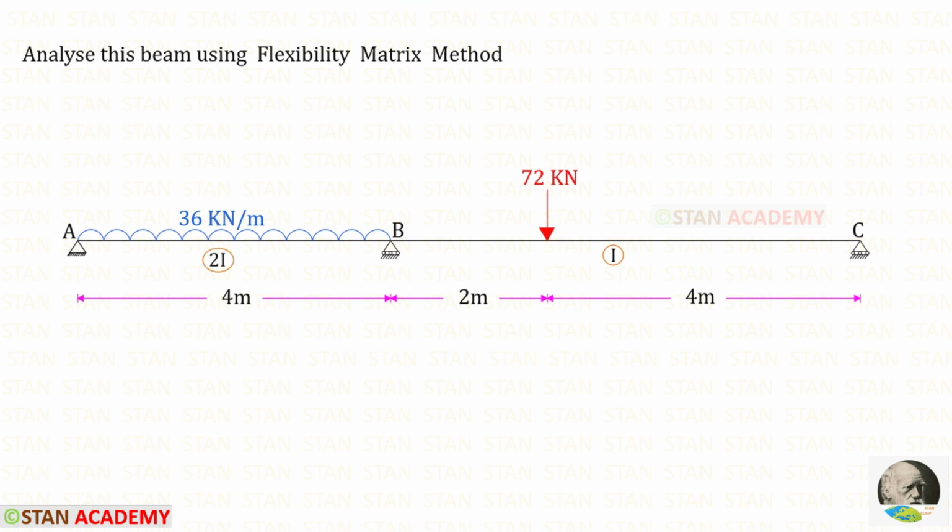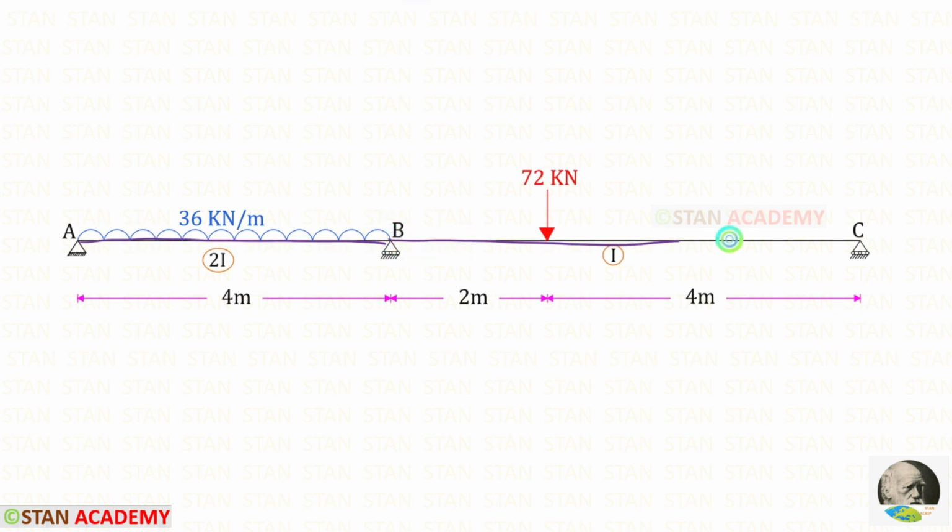Hello everyone. Today we are going to analyze this beam using the flexibility matrix method. In this beam there are two spans, span AB and span BC. In the span AB there is a uniformly distributed load of 36 kN per meter. It is acting for the whole span. In the span BC, there is a concentrated load of 72 kN. It acts at a distance of 2 meters from the support B.